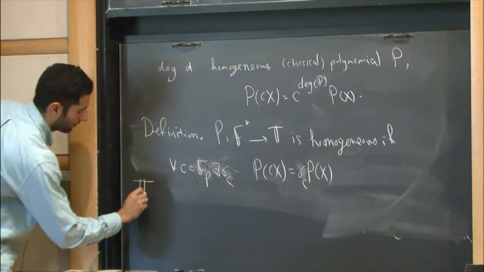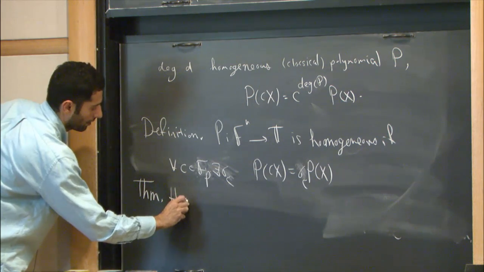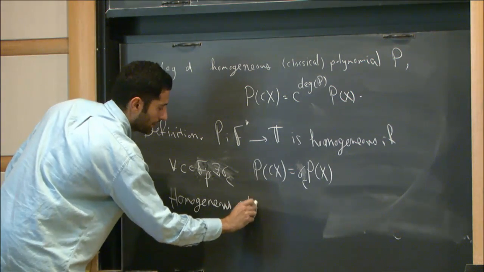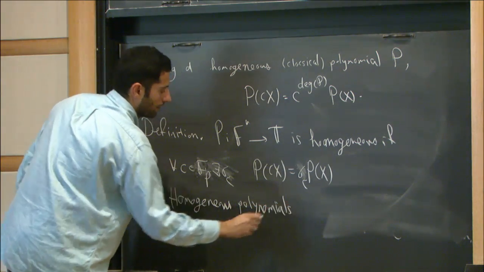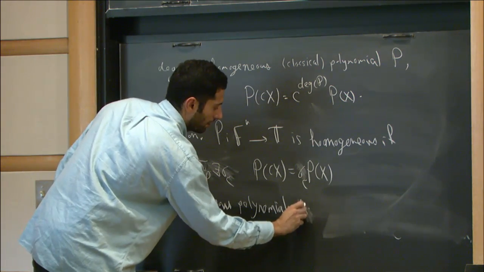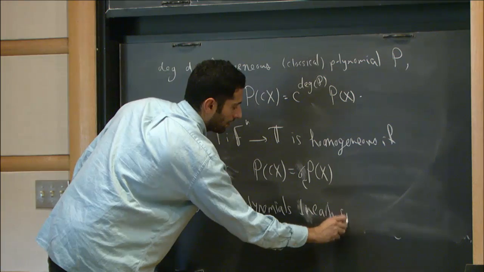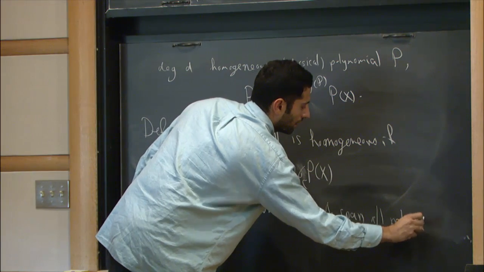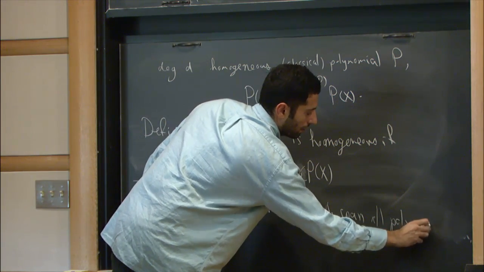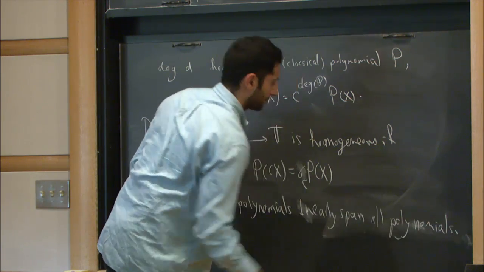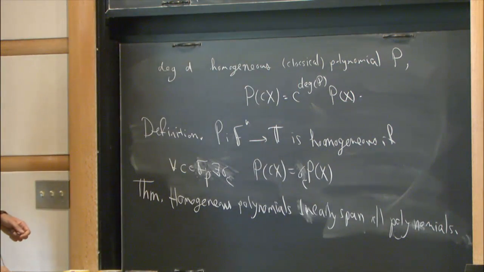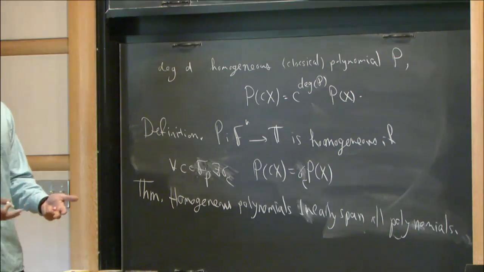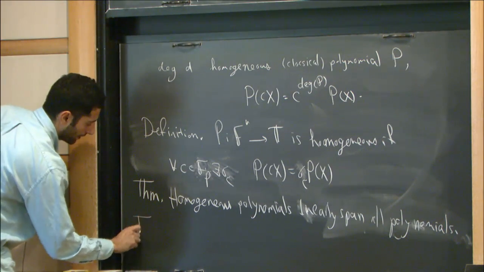And the theorem that we prove is that homogeneous polynomials linearly span all polynomials. In fact, homogeneous polynomials of degree less than or equal to d span polynomials of degree less than or equal to d.